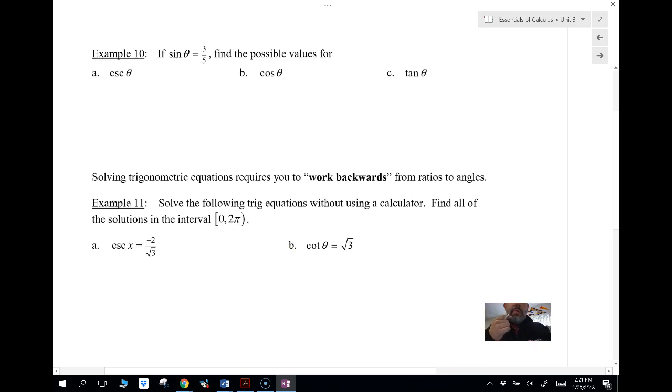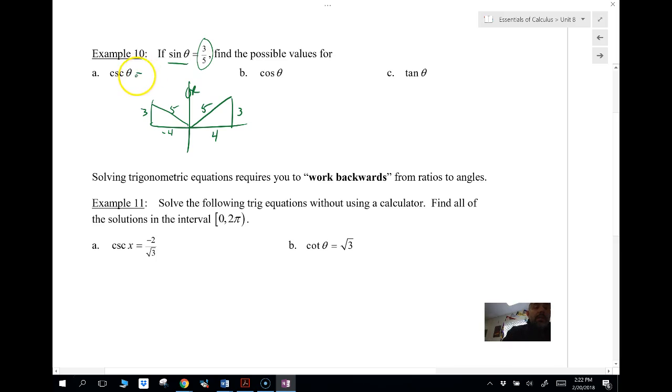So if sine theta equals 3/5, find the possible values for each of these. Anytime you've got a problem where a trig function equals a ratio, you're most likely going to create a triangle. The sine is 3/5, and sine is opposite over hypotenuse. So you can have something like this, or it could also go on this side, because this is also 3, and it would be negative 4 and 5. Each of those would work.